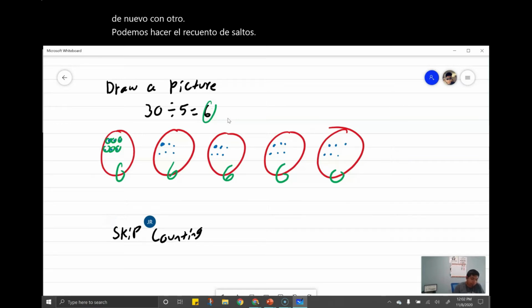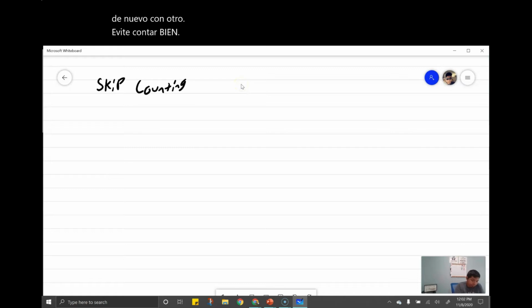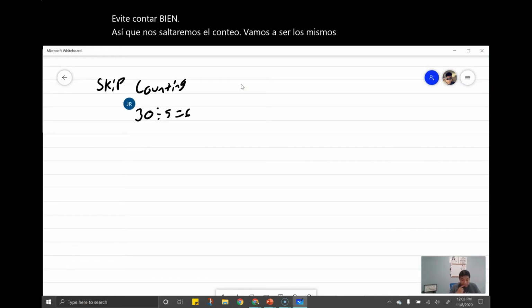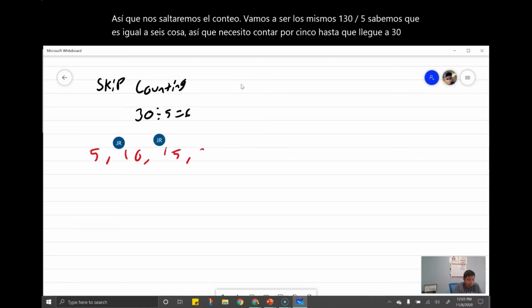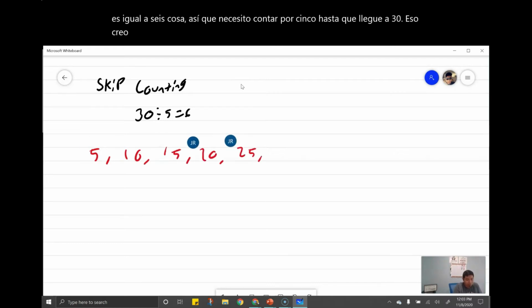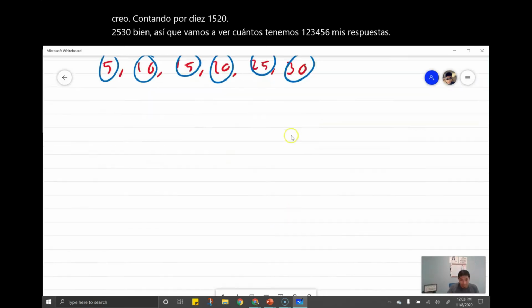Skip counting. Okay? So with skip counting, we're going to use the same one. 30 divided by 5. We know that equals 6. So I need to count by 5s until I get to 30. Okay? So count with me. 5, 10, 15, 20, 25, 30. All right, so let's see how many we got. 1, 2, 3, 4, 5, 6. My answer is 6. Okay, so that's skip counting.